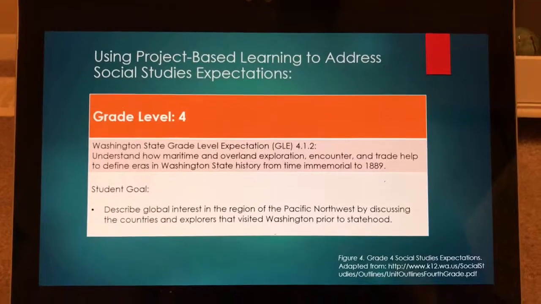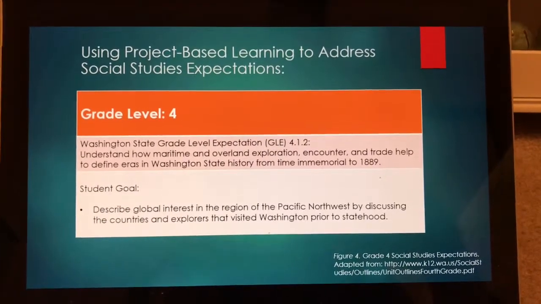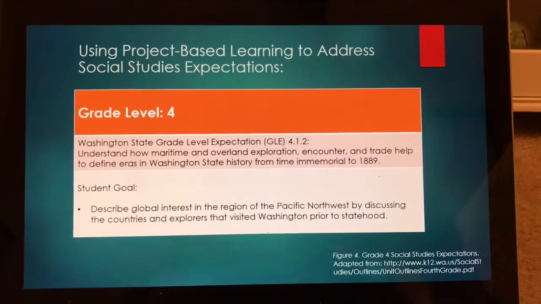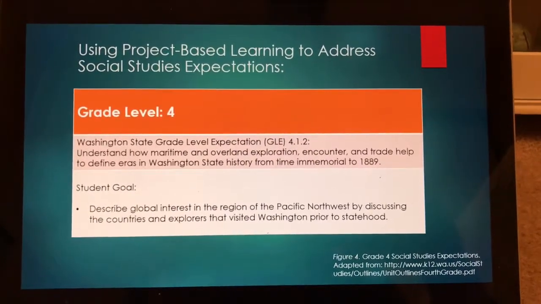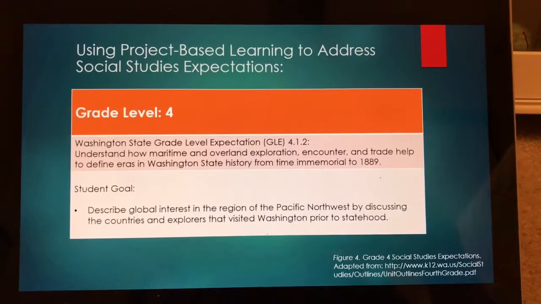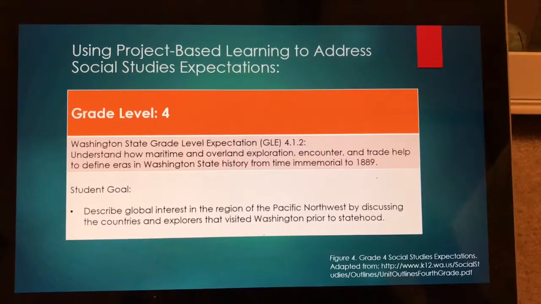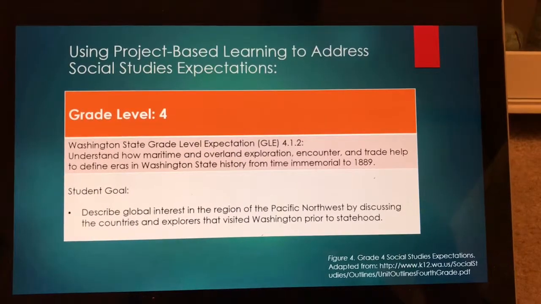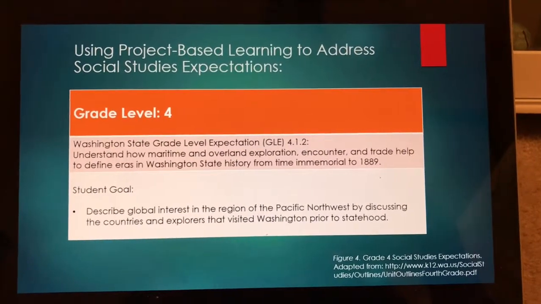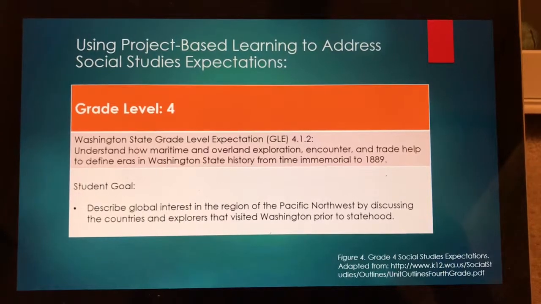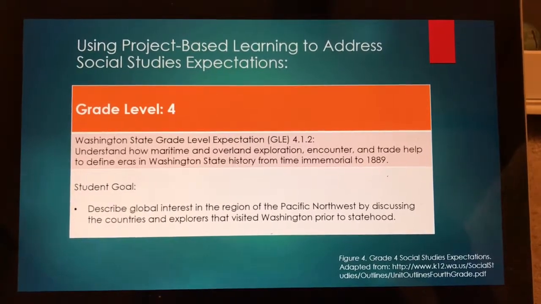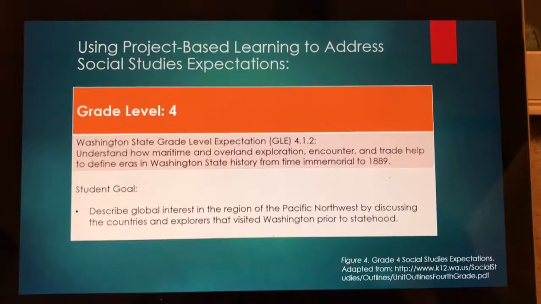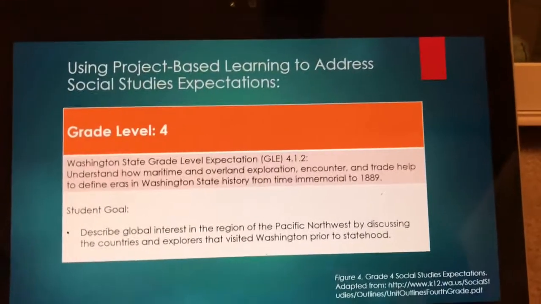So here's an example of using project-based learning to address social studies expectations in 4th grade. One of the Washington State grade level expectations is that students will be able to understand how maritime and overland exploration, encounter, and trade helped to define eras in Washington State history from time immemorial to 1889 when it became a state. The student goals are to describe global interest in the region of the Pacific Northwest by discussing the countries and explorers that visited Washington prior to statehood.